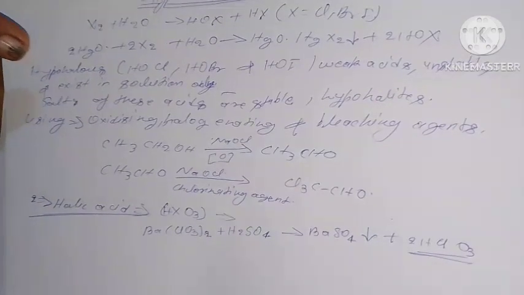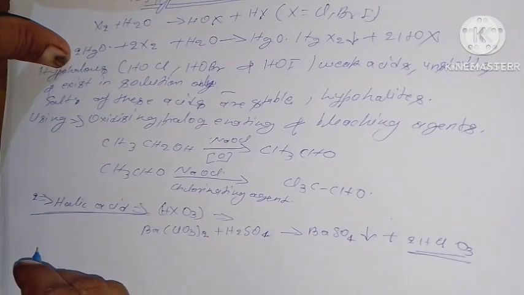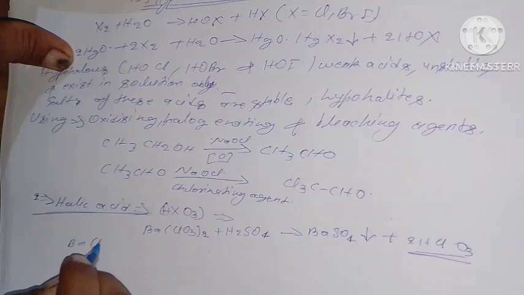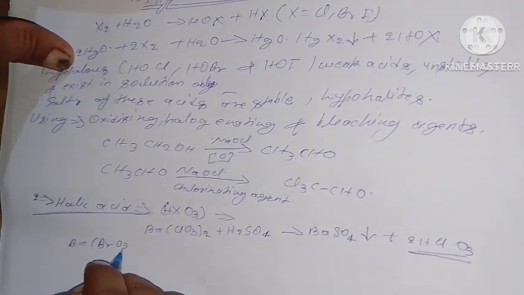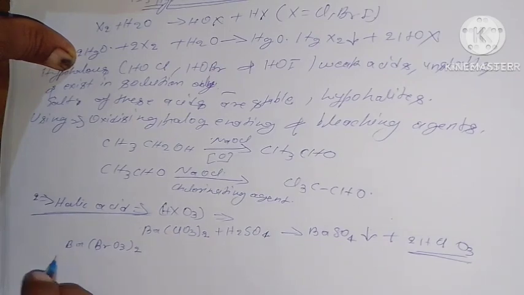When barium bromate is decomposed by dilute sulfuric acid, bromic acid is formed. Ba(BrO3)2, this is barium bromate.